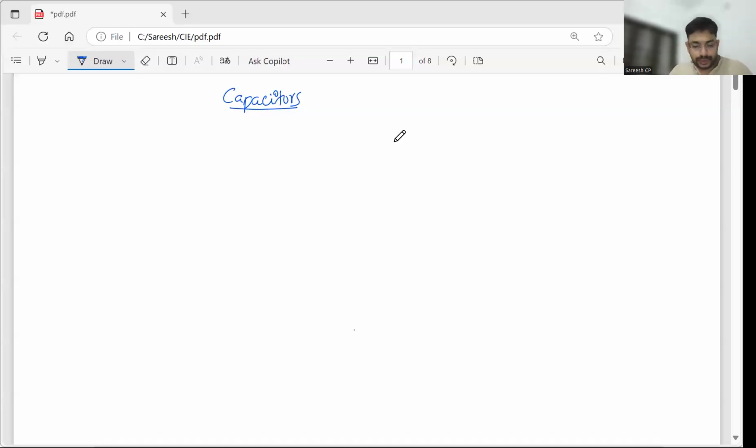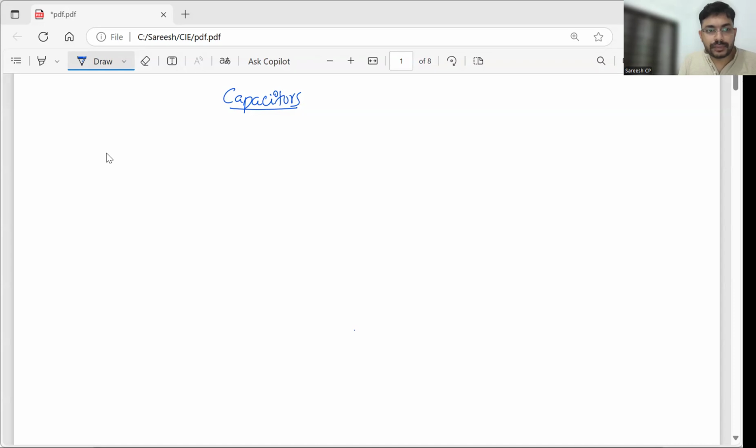Good evening. So today we are going to talk about capacitors, how capacitors are made up, how a capacitor stores energy, how we can connect capacitors in different ways, and the discharging of the capacitor. So let's begin with a capacitor.